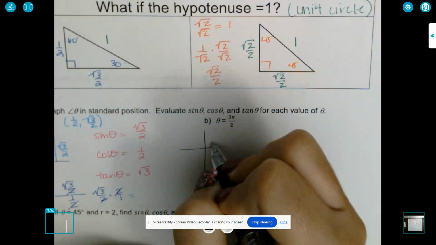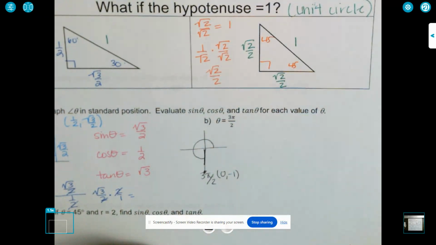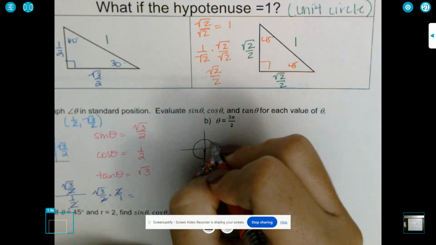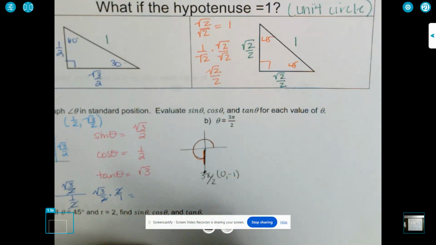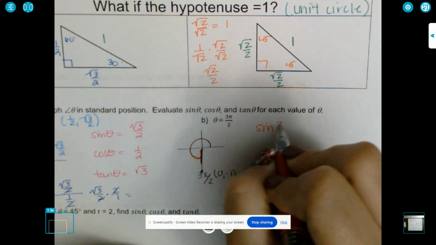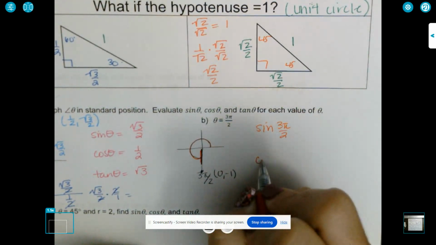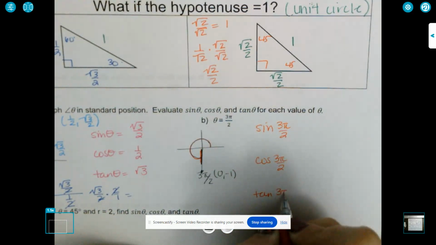So this angle's going all the way around to here. I'll draw that in a different color for y'all. So there's our actual angle, all the way to there. Now we're going to do the sine of 3 pi on 2, the cosine of 3 pi on 2, and the tangent of 3 pi on 2.